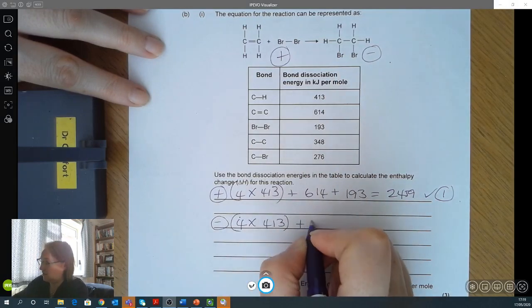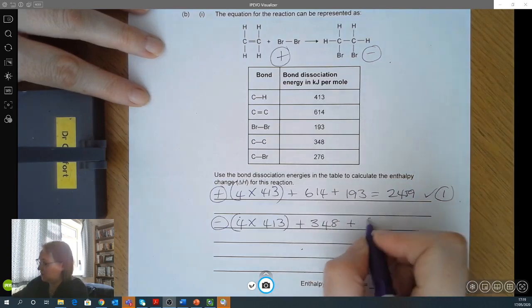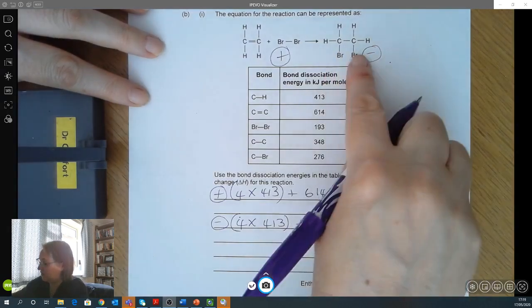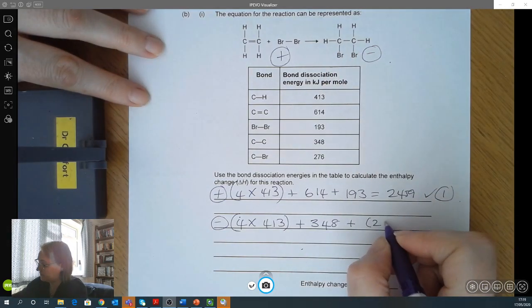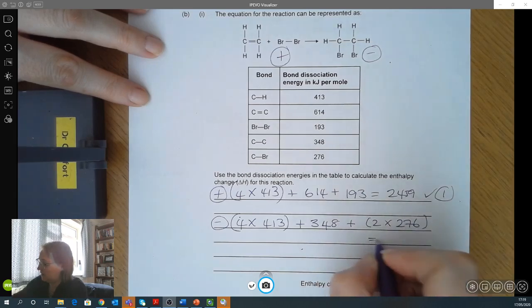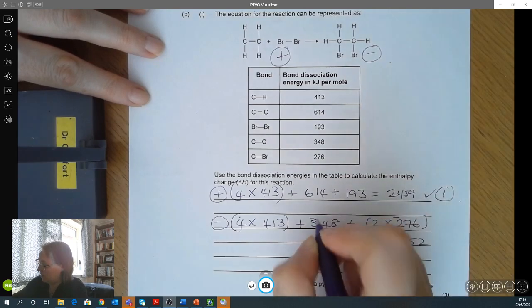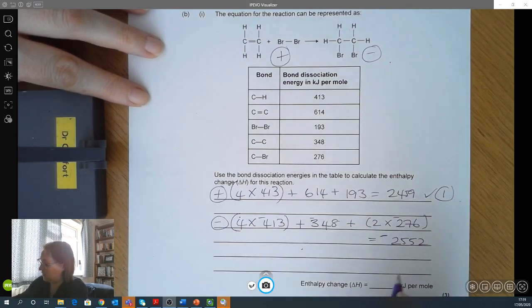The next mark for my 1, 2, 3, 4 C-H bonds, plus 1 C-C bond, plus 2 C-Br bonds, and altogether that is 2552, and then the difference between those 2 numbers is minus 93.